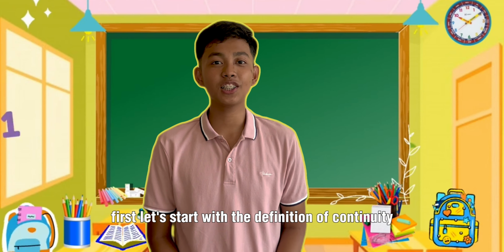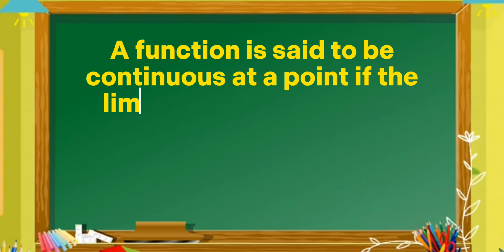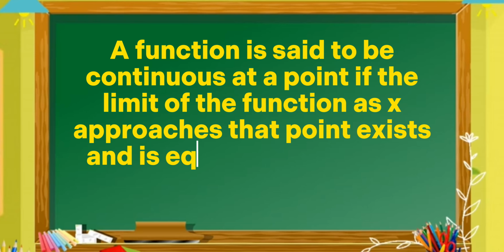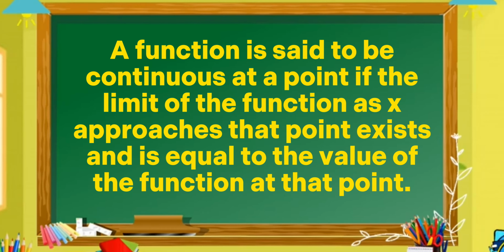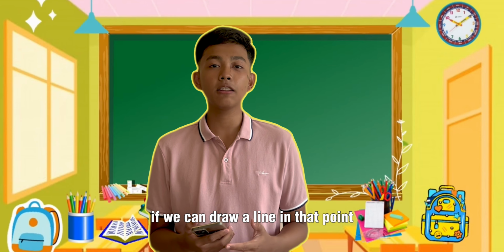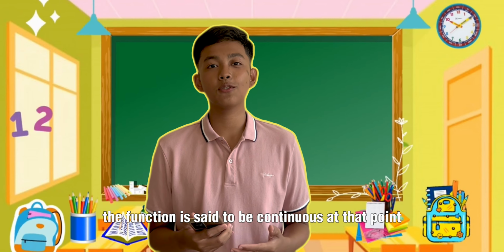First, let's start with the definition of continuity. A function is said to be continuous at a point if the limit of the function as x approaches that point exists and is equal to the value of the function at that point. In other words, if we can draw a line through that point without lifting our pen, the function is said to be continuous at that point.